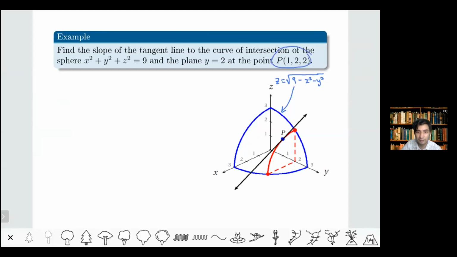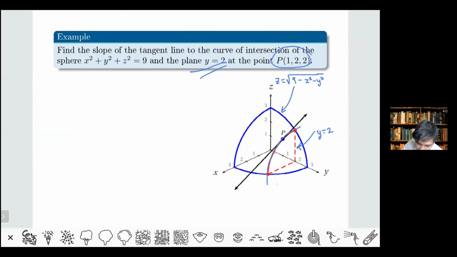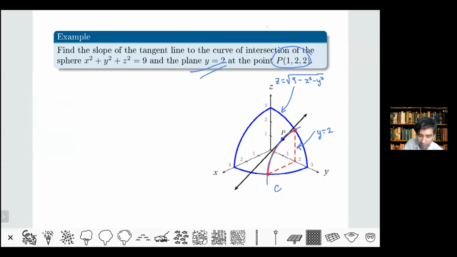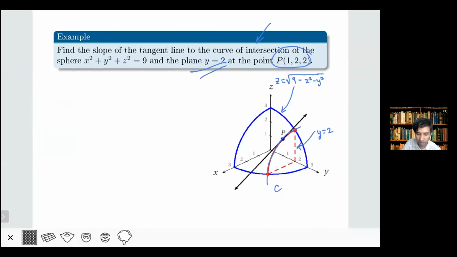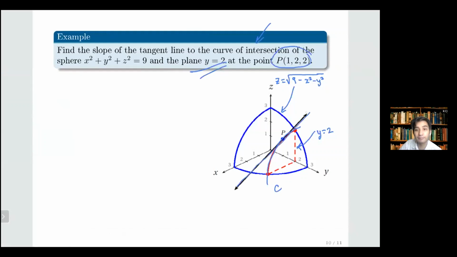When we intersect this with the plane y equals 2, okay, the red one is the plane y equals 2, the curve we get is this semicircle. This is the curve of intersection that is being referred to in the problem. So what is the slope of that tangent line?